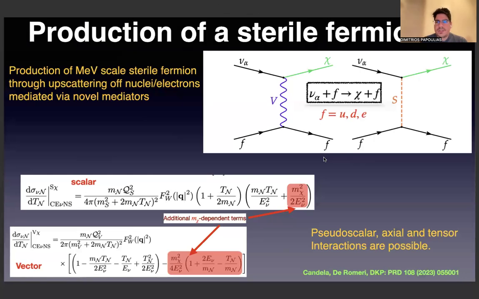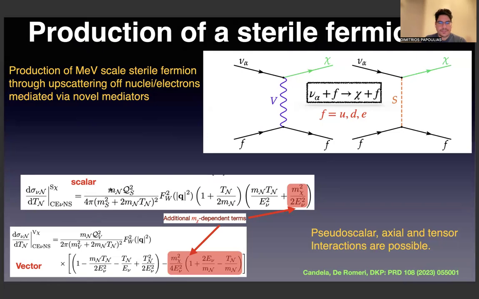Another interesting process that we are working on is the production of an MeV scale sterile fermion through upscattering of nuclei or electrons that is mediated via novel mediators that you can see here. For example, here we present the vector case or the scalar case. So you have an incoming neutrino interacting through the vector or scalar mediator with a matter field and giving a sterile fermion in the final state.